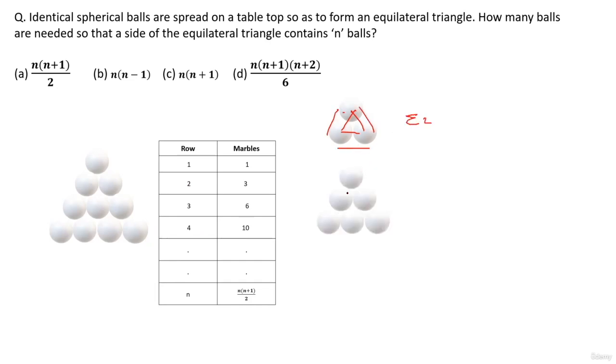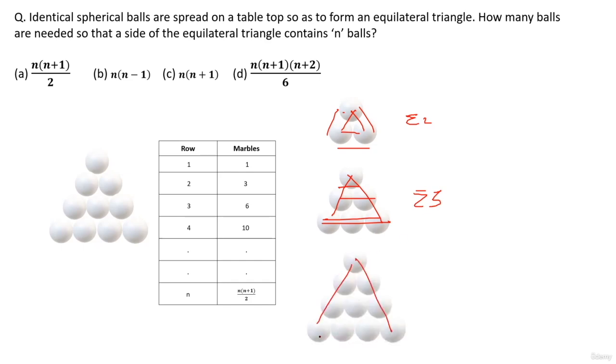Okay, अगर 3 वाला रो हुआ तो 3 marbles here, 3 here and 3 here. In total, I have 1, 2 and 3, 6 marbles. 6 is nothing but summation of 3. Again, if I have 4 rows, तो ये देखो 4 यहाँ पे, 4 यहाँ पे, 4 यहाँ पे. Total marbles कितने हुए? 1 plus 2 plus 3 plus 4, which is nothing but summation of 4, right?